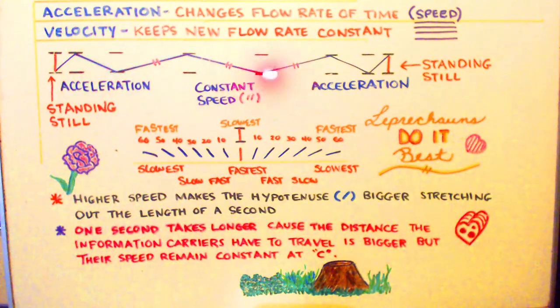But when you go to constant velocity, you just keep that new rate, that's what velocity does. It keeps the new flow rate constant. So acceleration doesn't do anything except change the length of this line, which changes the flow rate of information from your information carriers, which slows down the flow rate of physics. But here, you're keeping a constant velocity, you're floating. Here you're stuck to something because there's acceleration. That means anytime there's acceleration, there's gravity. Okay, there's no gravity here because it's constant speed.